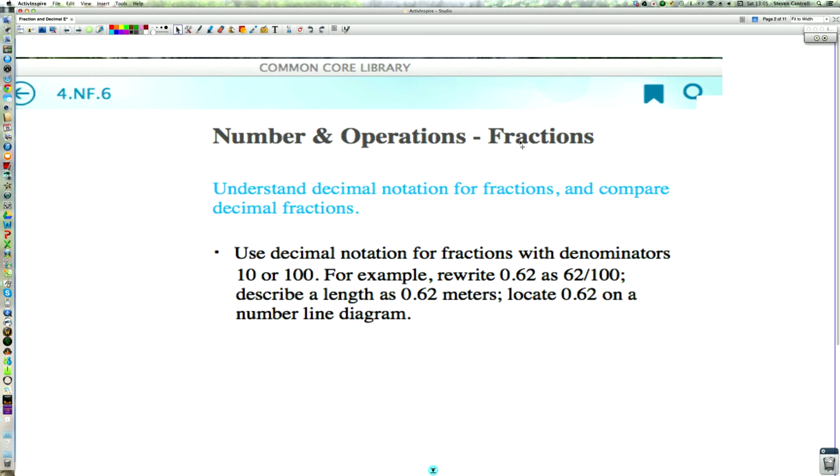Oh, I'm sorry, I forgot the Common Core standards. Understand decimal notation for fractions and compare decimal fractions, because a decimal is a type of fraction, such as 0.62 is the same as 62/100ths. You have to be able to recognize that. You have to be able to rewrite them either way. Describe a length as 0.62 meters and locate 0.62 on a number line. So where is 0.62? Well, we're going to figure out how to do that.